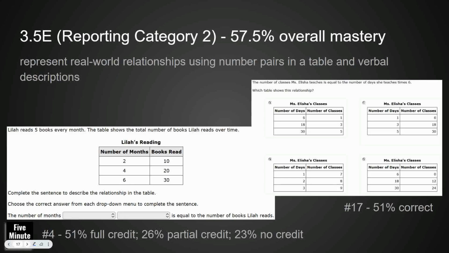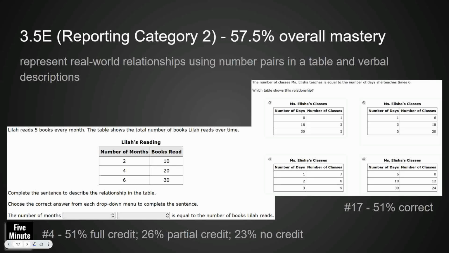We've got 57.5% overall mastery with 3.5e. This is our final one. We're representing real-world relationships with number pairs. And so we've got a table here, and we need to drop down our answers here. We need to figure out what's going on between the number of months and the books read.